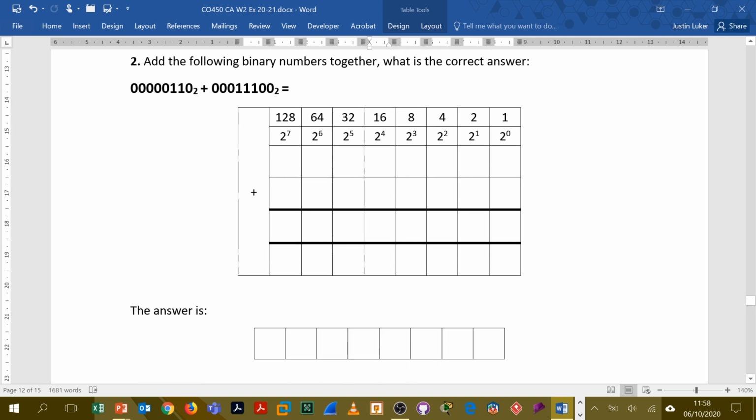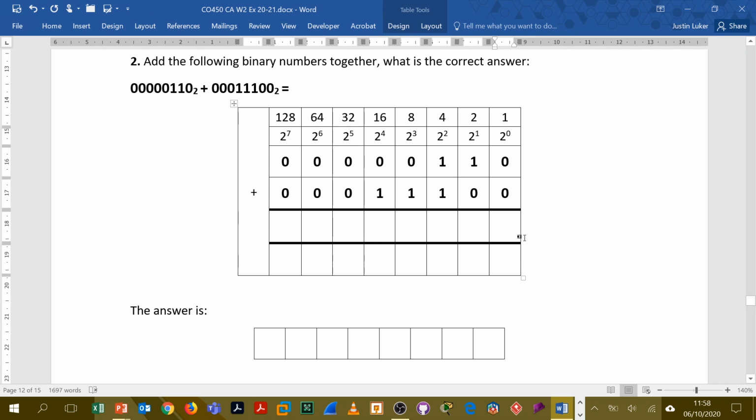So let's do the next one. These are the two numbers we have to add together, and just like in decimal mathematics, with binary it doesn't matter which order you place the numbers on top of each other. Effectively, that'll make no difference to the calculation. So let's just copy these out exactly how they are. I've just done them in order, top to bottom. So let's have a look.